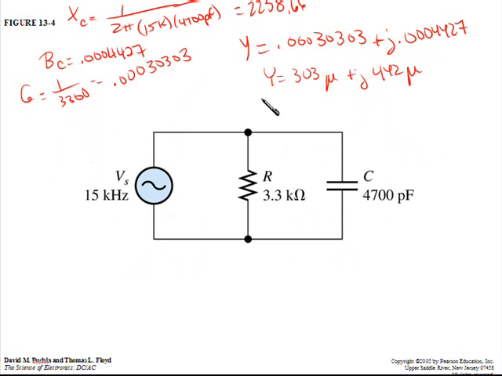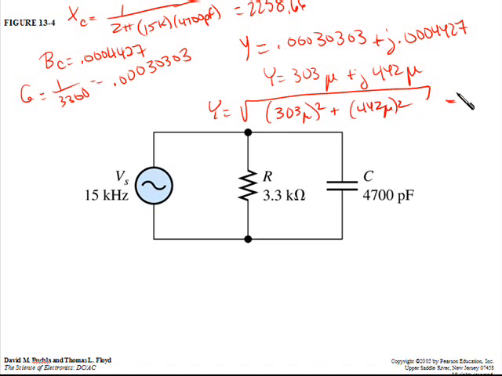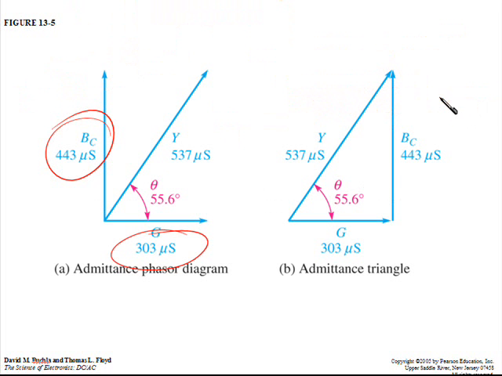Now to get this in terms of polar form, 303 micro squared plus 442 micro squared, square root is going to be 535 microsiemens is the total. And there's the 535.